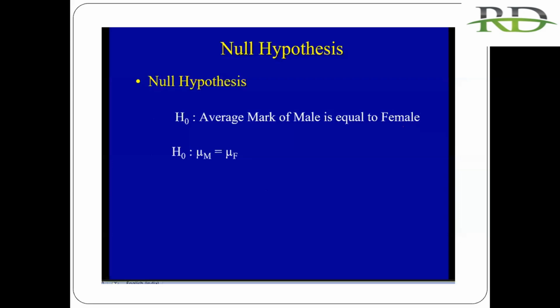So in our case, the average height of adolescent girls in Delhi is 150 centimeter, because this is given from the previous research. So, what will be the alternative hypothesis?